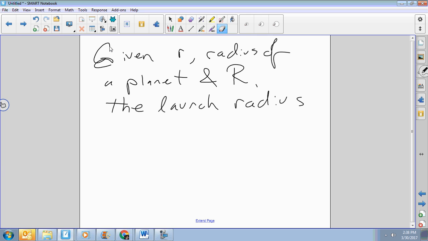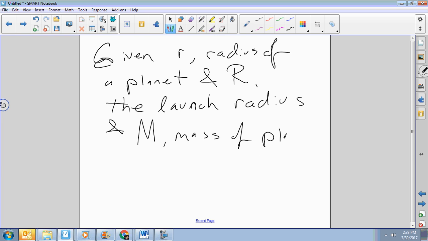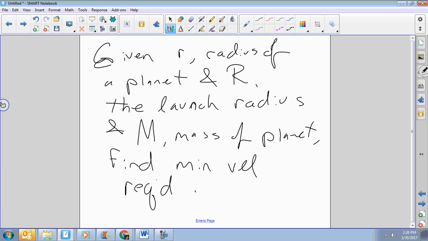Yes, correct. That is going to be the farthest point on the ellipse. Launch radius. And M, capital M, the mass of the planet. Find the minimum velocity required for any orbit, circular or otherwise.